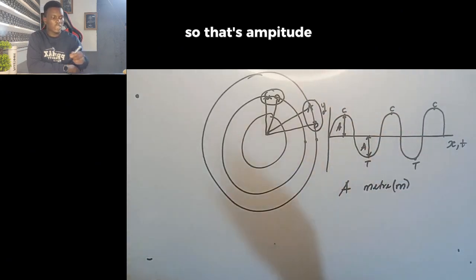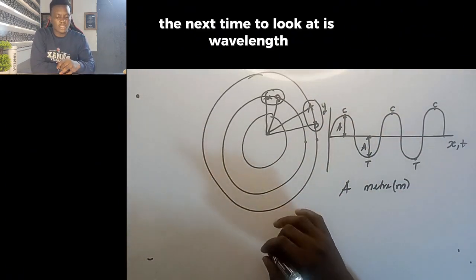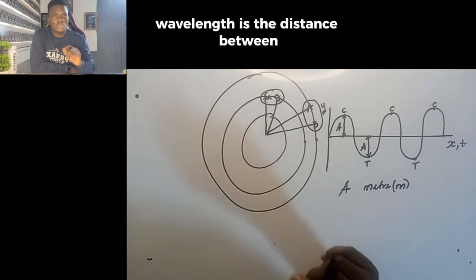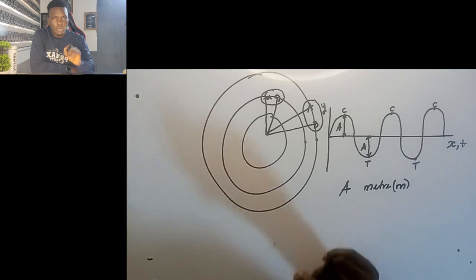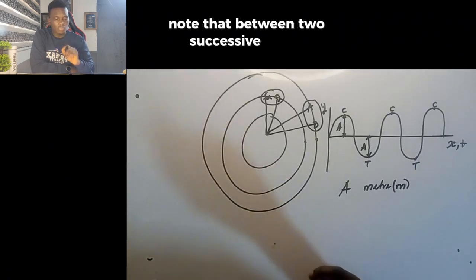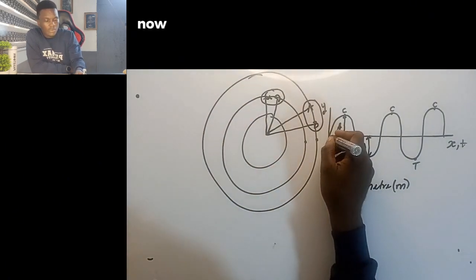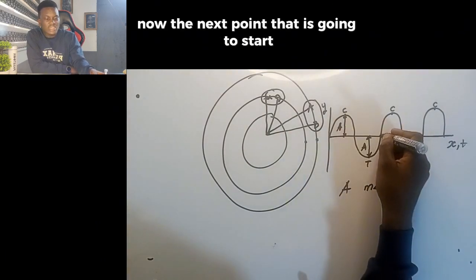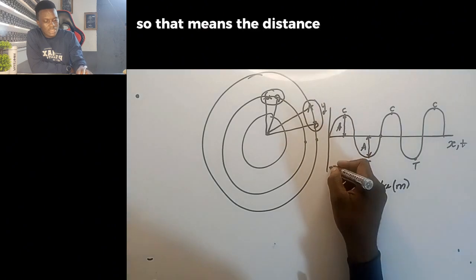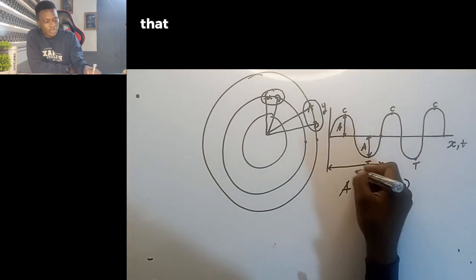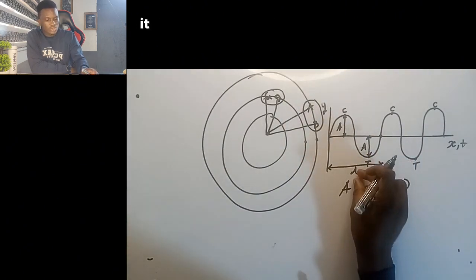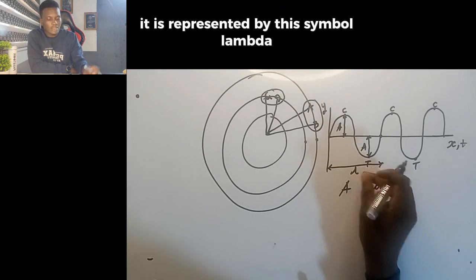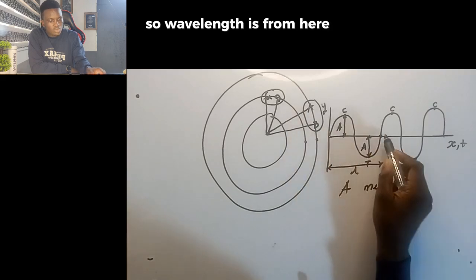So that's amplitude. The next term to look at is wavelength. Wavelength is the distance between two successive points. Note that, between two successive points. If I start from here, the next point that is going to start it is this point. So that means the distance from here to here represents what we call my wavelength. It is represented by the symbol lambda. So wavelength is from here to here.